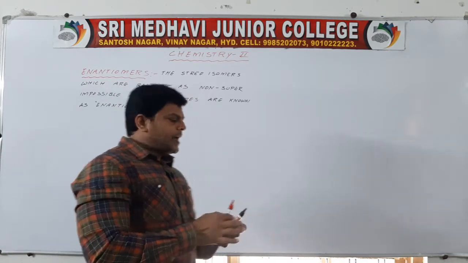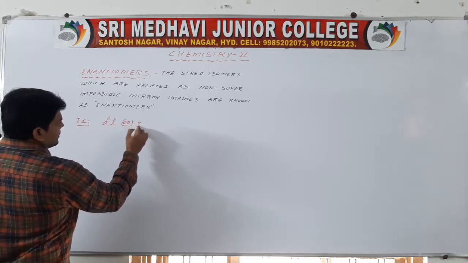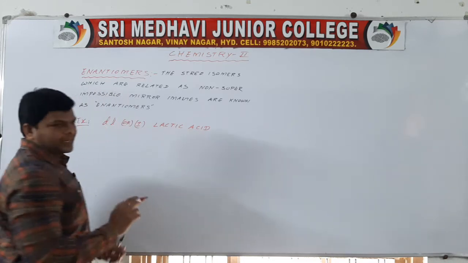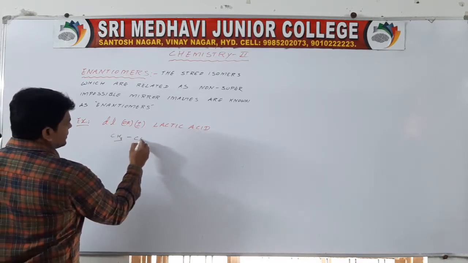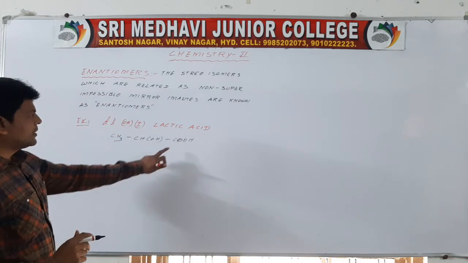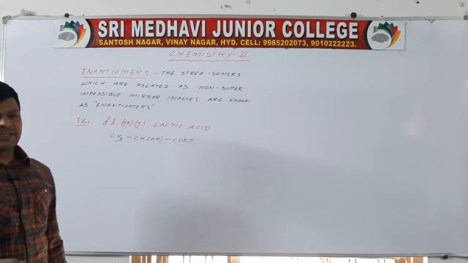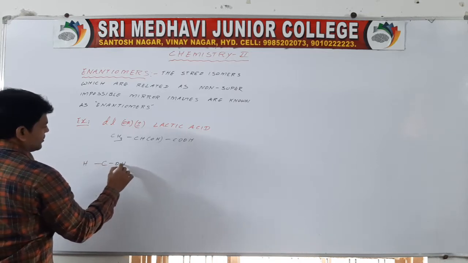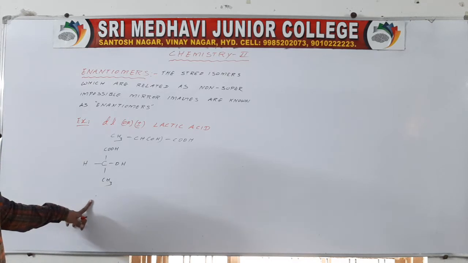For example, D, L or plus or minus lactic acid. Its formula is CH3CHOHCOOH. I am writing the configuration. Carbon is the central atom. I am writing the configuration with H, OH, COOH and CH3. Writing like this, it is nothing but the configuration.